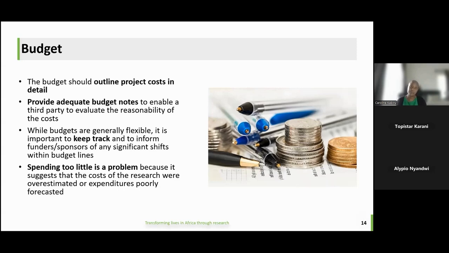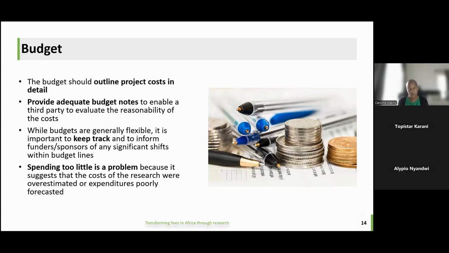So the more you can explain, so that it's clear that perhaps we will do the training for fieldwork in a cheaper hotel than the meetings where we will hold, say, meetings with stakeholders, then it's clear why even the unit costs are different. And then once you get the resources, while budgets are in their nature flexible because it's a budget, it's not an actual expenditure report, it's important to keep track and to inform the person who is funding the work of any significant shifts within budget lines.